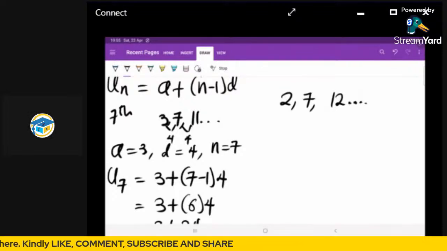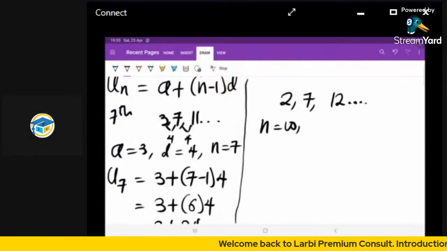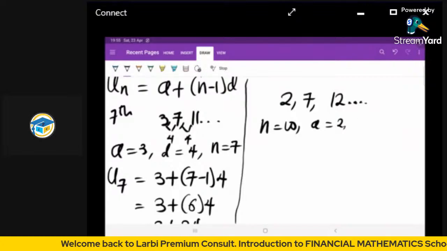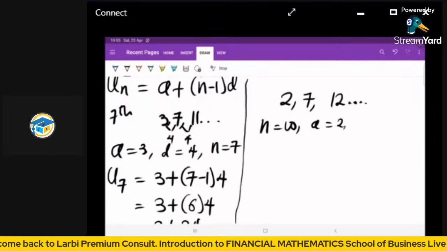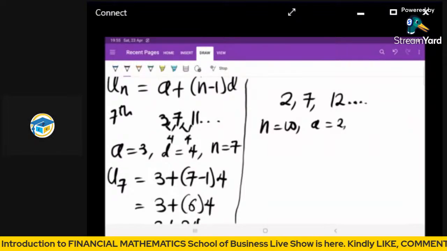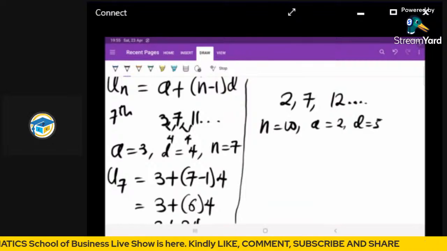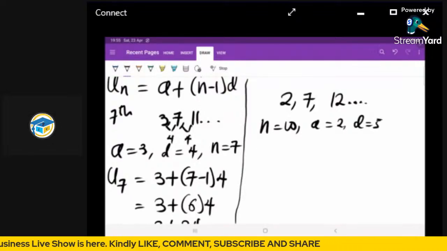We can say that here n is going to be 10, right? n is going to be 10. Then our a is going to be 2. And then the difference is going to be from the comparison of the first term as against the second term, which is going to give us 5. So we can say that the difference is equal to what? 5. So therefore we can say that here the 10th term, which is what?